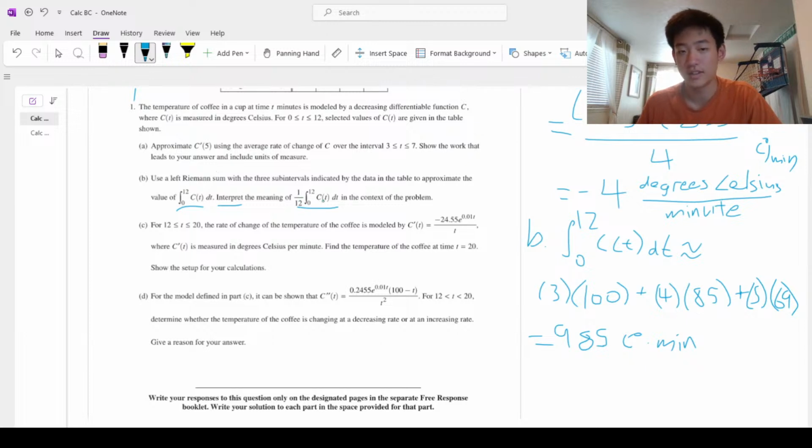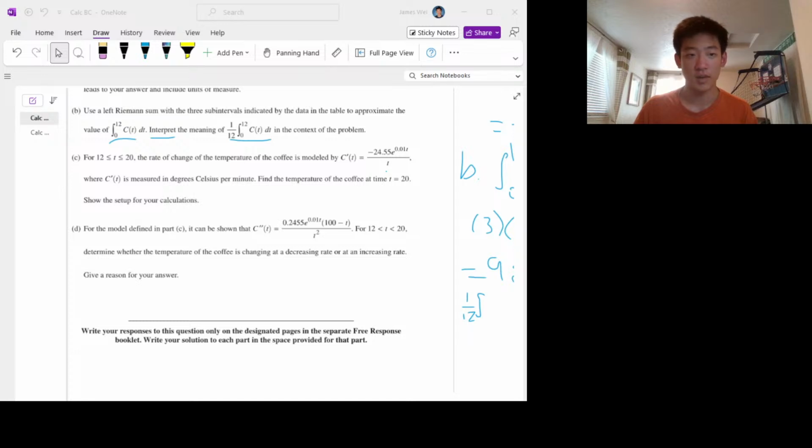And this is kind of a weird unit, but next it tells you to interpret the meaning of 1 over 12. And 1 over 12, this is the average value. So you're taking the integral and then dividing it by the width of the interval, which I think we might be back.